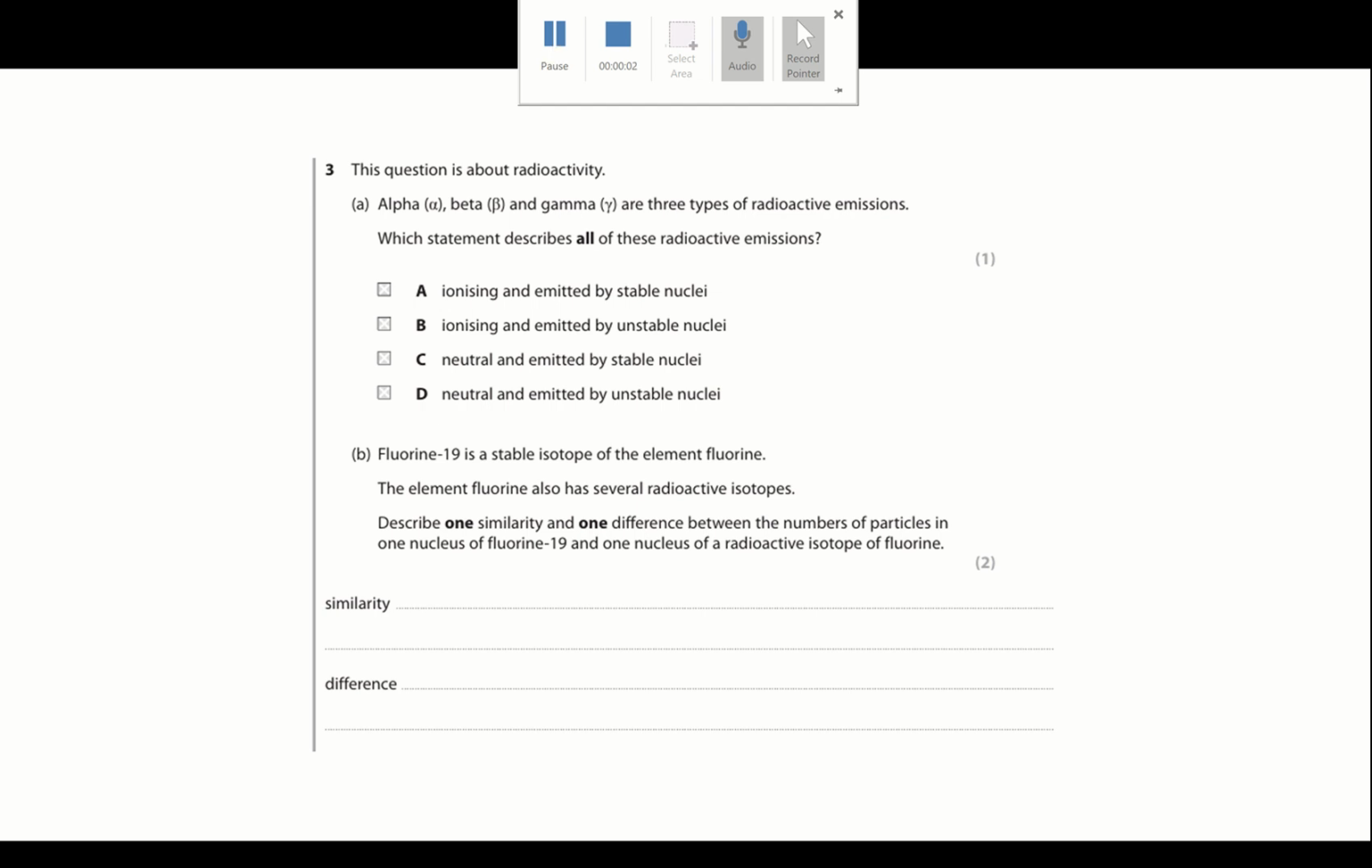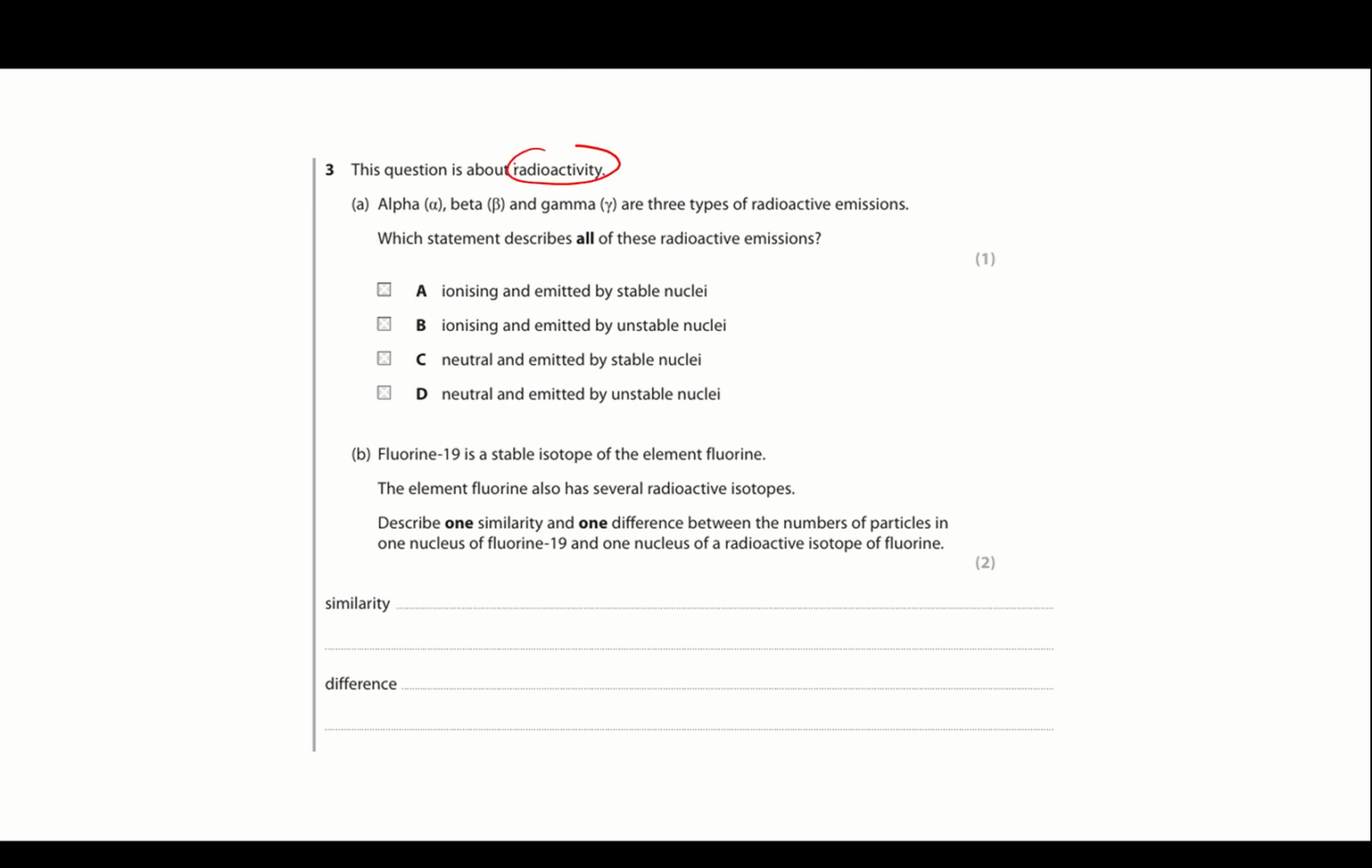Okay, so question 3 is about radioactivity. Let me circle that. Alpha, beta and gamma are 3 types of radioactive emissions. Which statement describes these? So we can see, the first bit is, are they ionizing or are they neutral? Well, they're definitely not neutral, they are ionizing. And the next part is, do they come from a stable nuclei or an unstable nuclei? And we know it's an unstable nuclei.